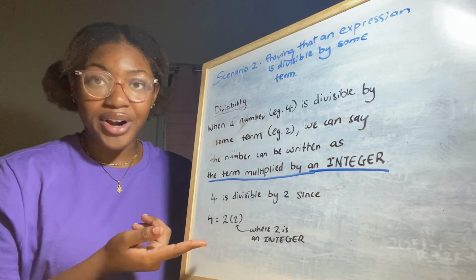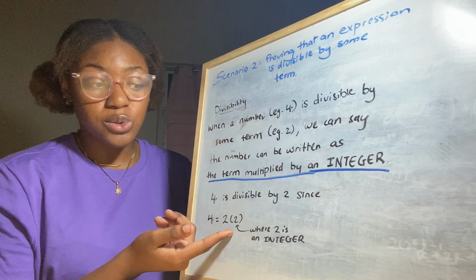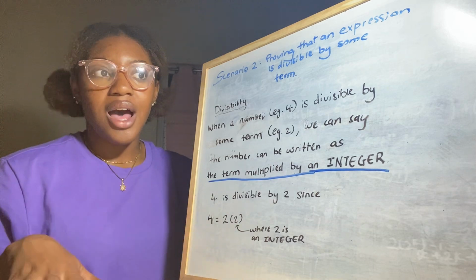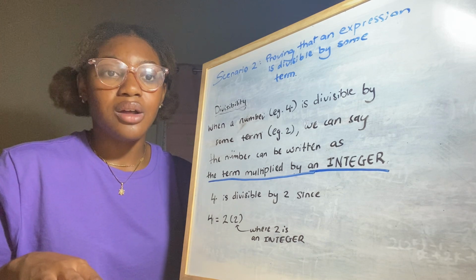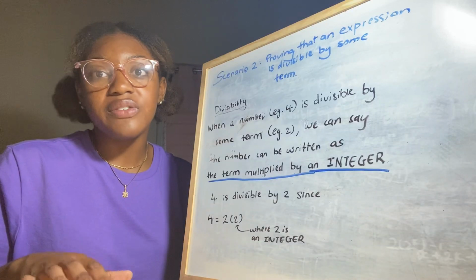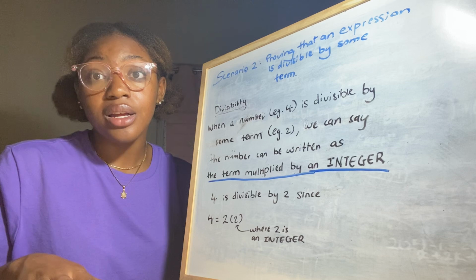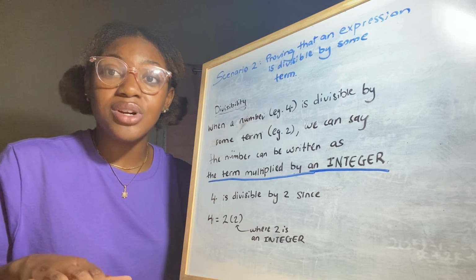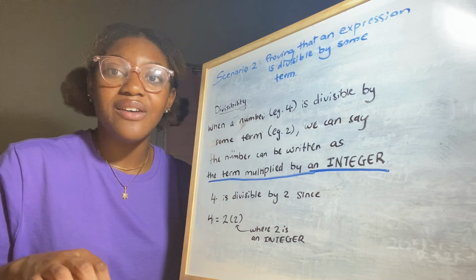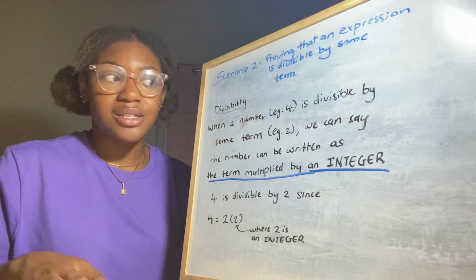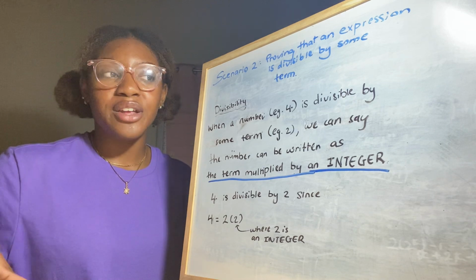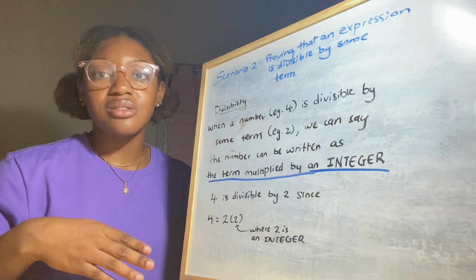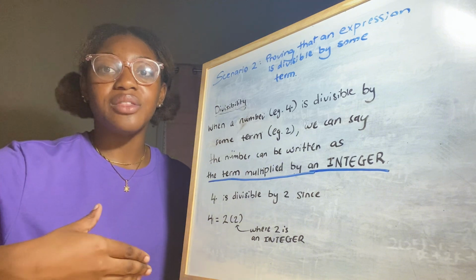Just like how we have it right here, 4 is equal to 2 times 2, and 2 is an integer. The same goes for a number like 15. 15 is divisible by 3. Why? Because 15 can be written as 3 times 5, and 5 is an integer. So that means that 15 is divisible by 3. Let's just establish that. You're going to see how this is really important for us to move forward with the examples.